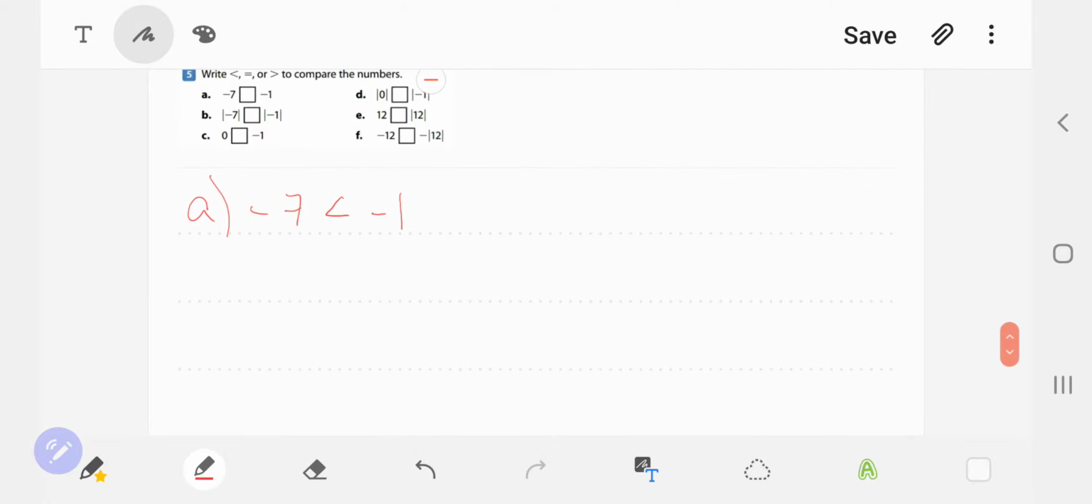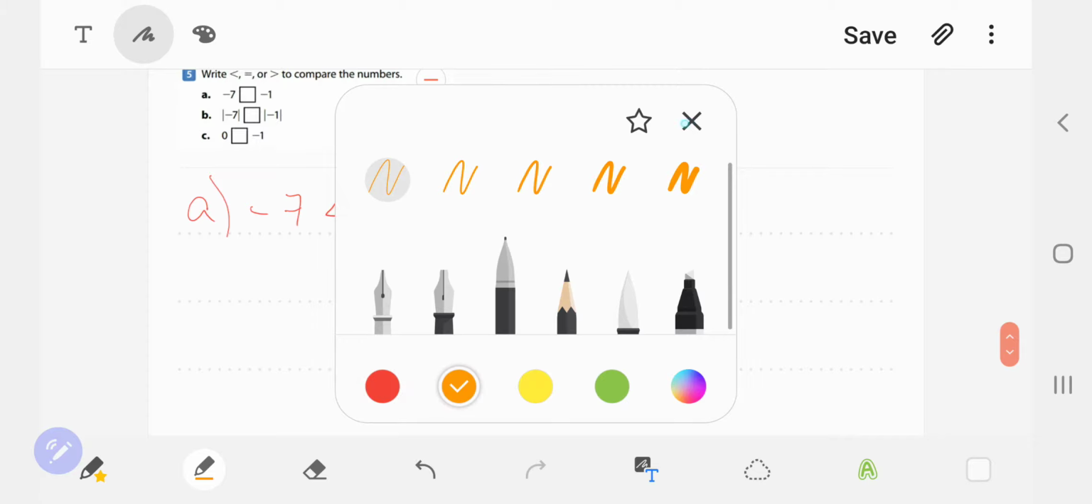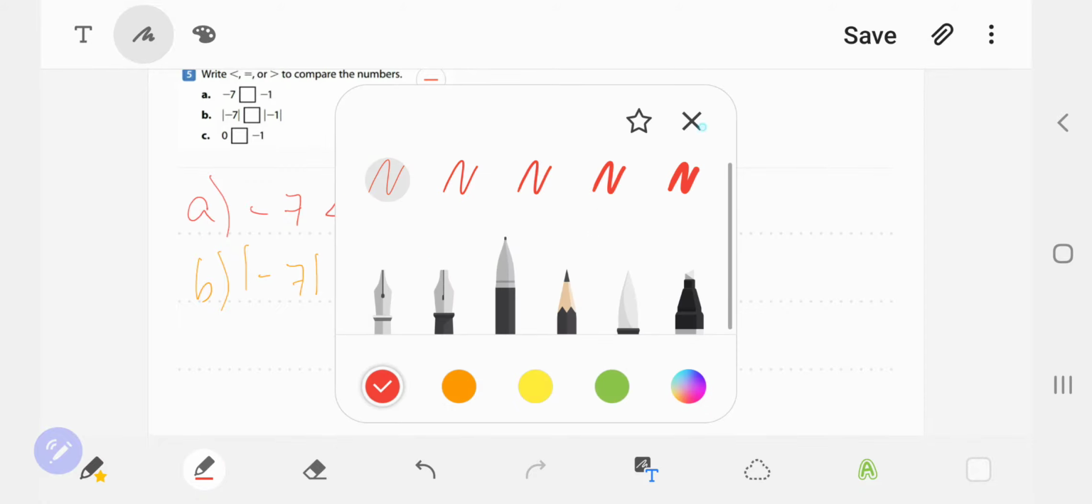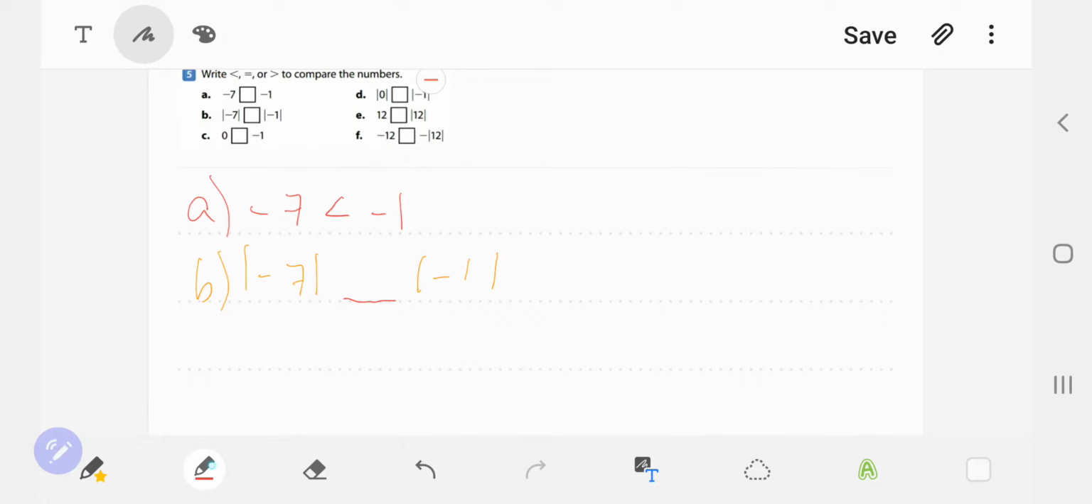Now, for letter B, we have the absolute value of -7 and the absolute value of -1. We're comparing those two numbers. But we cannot just make any judgment at all. The absolute value of -7 is 7. The absolute value of -1 is +1, and therefore 7 is greater than 1.